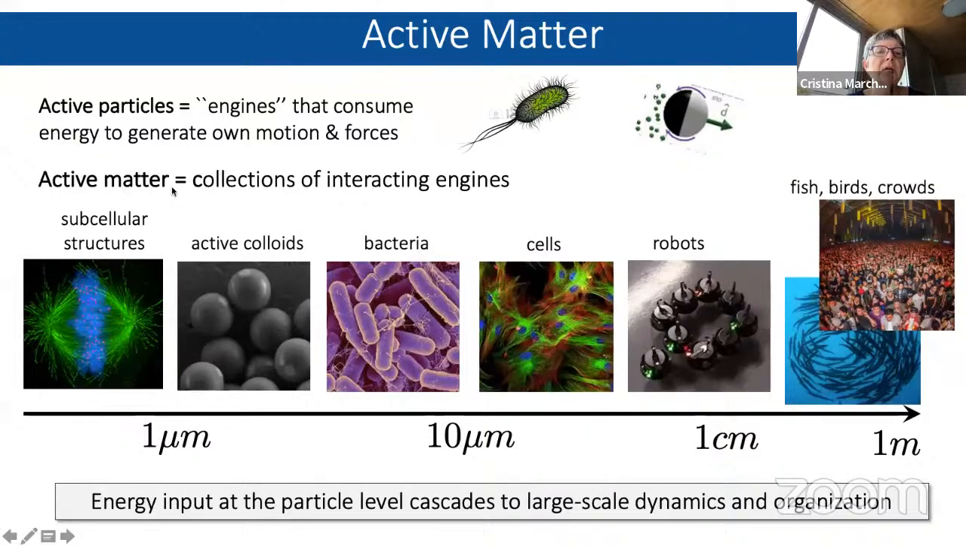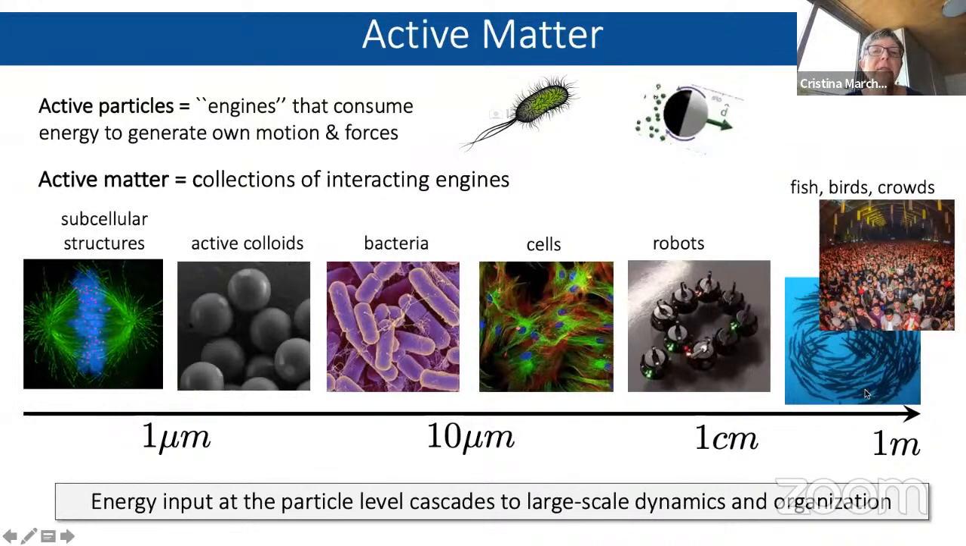Active matter is a collection of such particles or engines interacting with each other, and collectively they organize in a variety of structures on many scales. And there are examples from both the living and non-living world, from structures composed of a variety of proteins inside the cell that, for instance, drive the separation of genetic material, to engineered microswimmers that we call active colloids, to bacteria, eukaryotic cells, miniature robots, and even at our scale, a collection of fish, birds, or even human crowds.